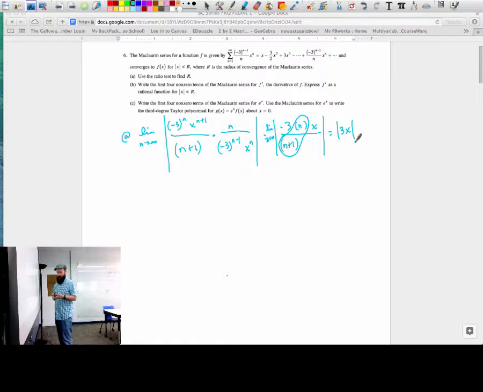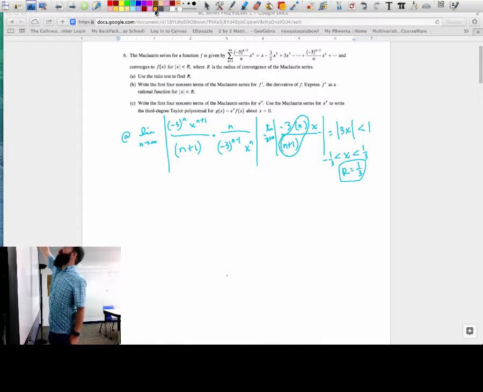And the ratio test tells you that the series converges if this limit is less than 1. So the absolute value of 3x has to be less than 1, which means that x has to be between negative 1/3 and positive 1/3. Now, normally we have to test the endpoints to see if they're included or not, but this problem was simply asking for the radius of convergence. So really all we need to say is r is 1/3, because that's the distance from the center to the edge of the interval of convergence.